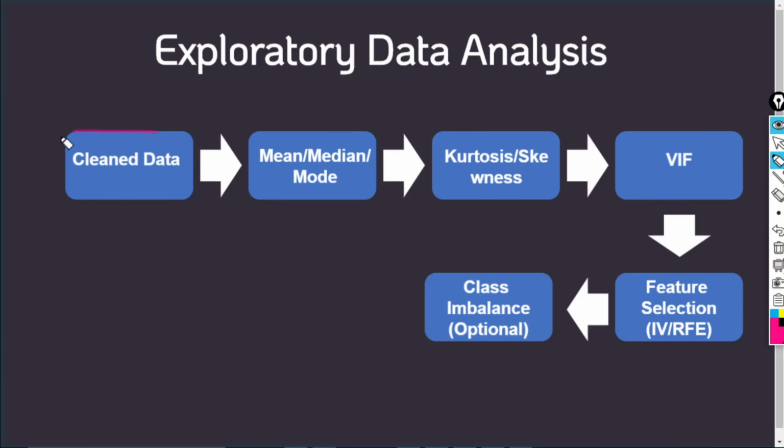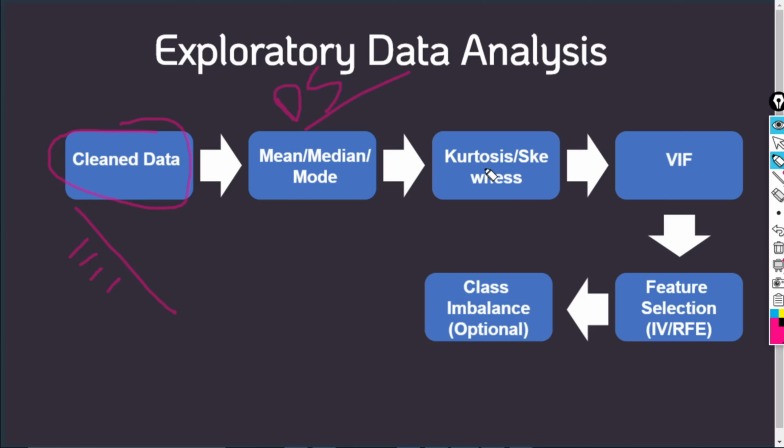We take the cleaned data. Once your data is clean, like your data is free of outliers, your data is free of missing values, your data is in a proper format, your data is in a proper scale, once you have that data, we find out some descriptive statistics. In descriptive statistics, we find out the mean, we find out the median, we find out the mode. Okay, we find out the kurtosis, we find out the skewness.